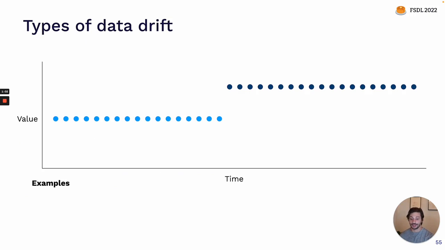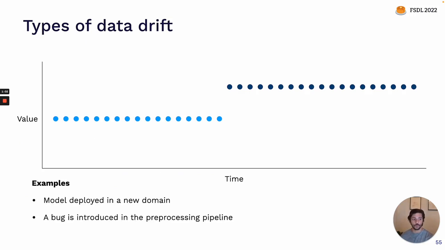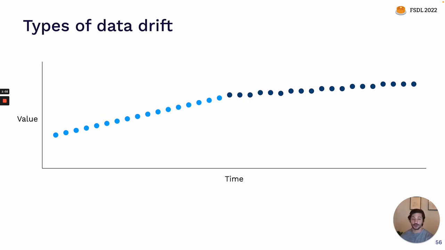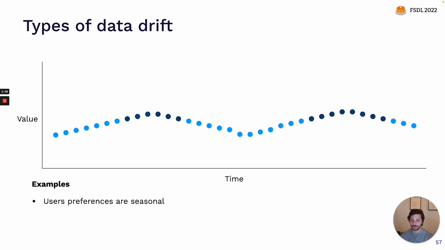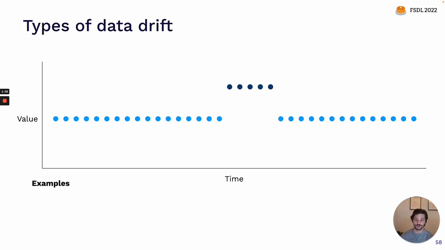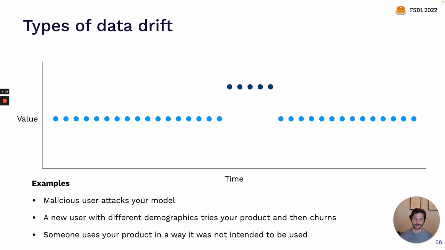So you might have an instantaneous drift, like when a model is deployed in a new domain, or a bug is introduced in a pre-processing pipeline, or some big external shift like COVID. You could have a gradual drift, like if user preferences change over time or new concepts keep getting added to your corpus. You could have a periodic drift, like if your user preferences are seasonal, or you could have a temporary drift, like if a malicious user attacks your model. And each of these different types of drift might need to be detected in slightly different ways.